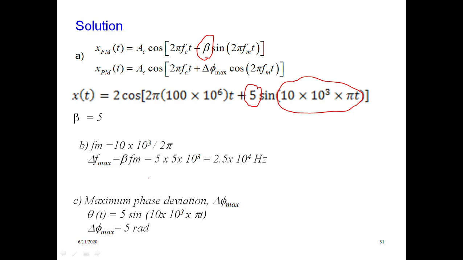Alright, so delta F max is equivalent to beta multiplied by FM. Or you also know beta is equivalent to delta F max divided by FM. So we can know delta F max by beta multiplied by Fm. We have beta, we have Fm. Alright, for the maximum deviation we compare this one and this one, so we got 5.